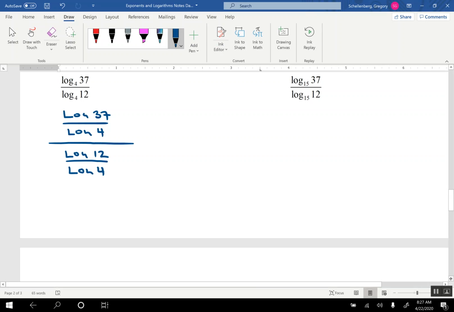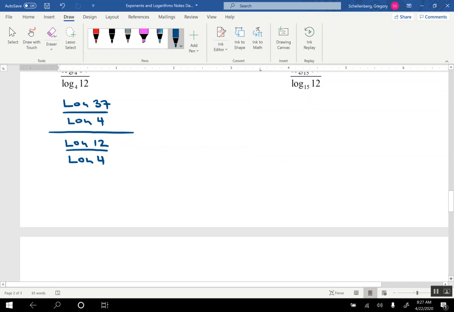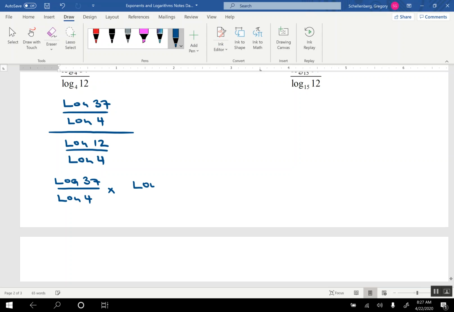Okay, now we are dividing fractions, so we could multiply by the reciprocal. I'm going to rewrite this as the log of 37 divided by the log of 4. And I'm going to multiply this by the log of 4 divided by the log of 12. And we will know that the log 4's cancel each other out. And this becomes the log of 37 divided by the log of 12.